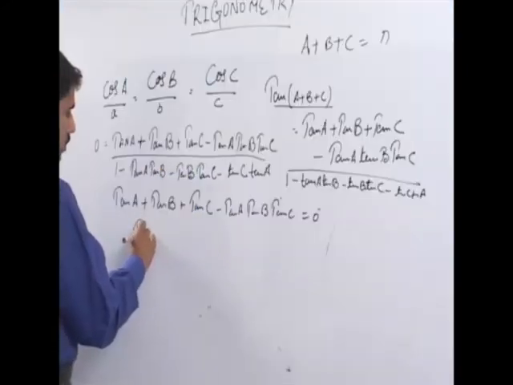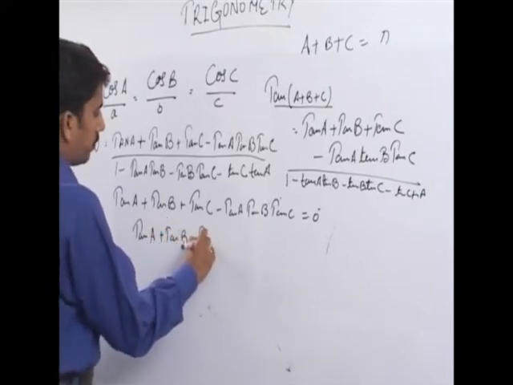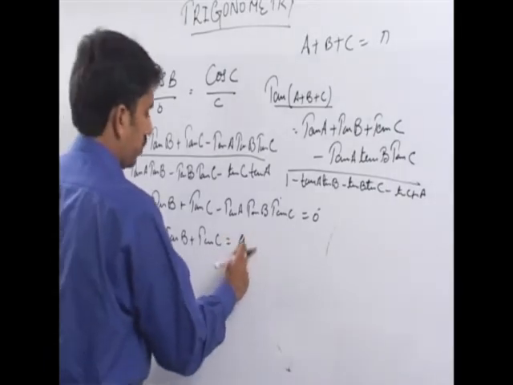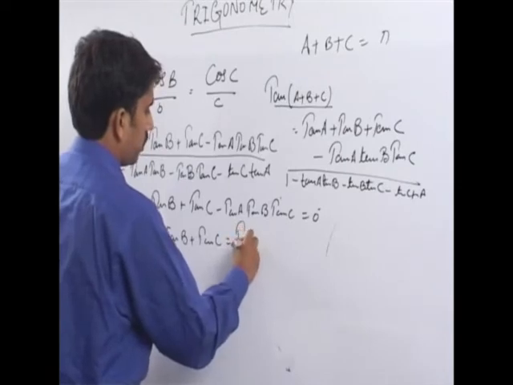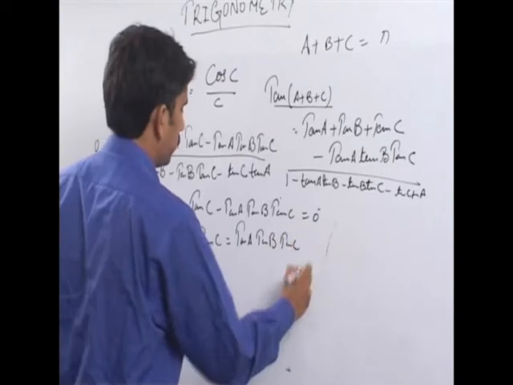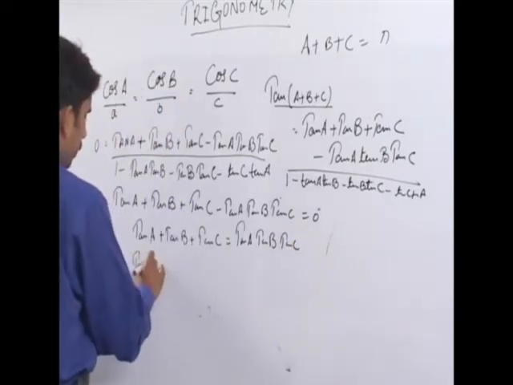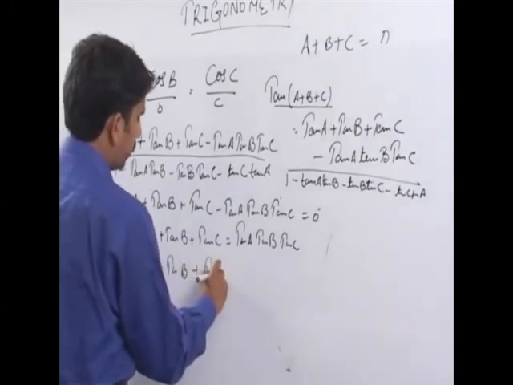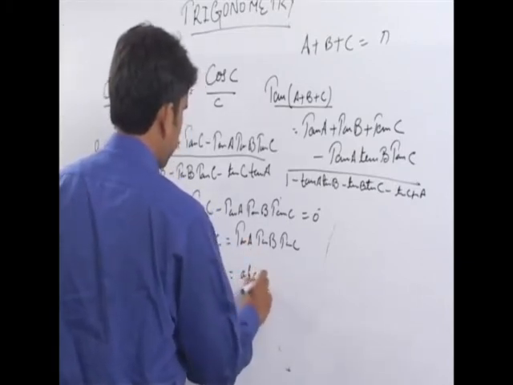That means tan of angle A plus tan of angle B plus tan of angle C is equal to tan A tan B tan C. Or we can write that tan A plus tan B plus tan C is equal to tan A tan B tan C.